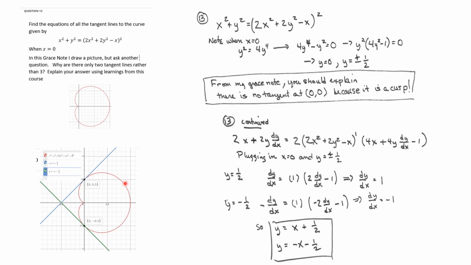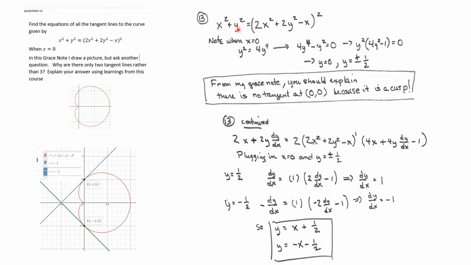This is problem 13. You were to find the equation of all tangent lines to the curve given by x squared plus y squared is equal to the whole of 2x squared plus 2y squared minus x, whole squared, when x is equal to 0. Now in the grace note, I did draw a picture, but I also asked another question, and that was, why are there only 2 tangent lines rather than 3? And the reason being that we have a cusp here. So from the grace notes, you should explain that there's no tangent at (0, 0) because it's a cusp.